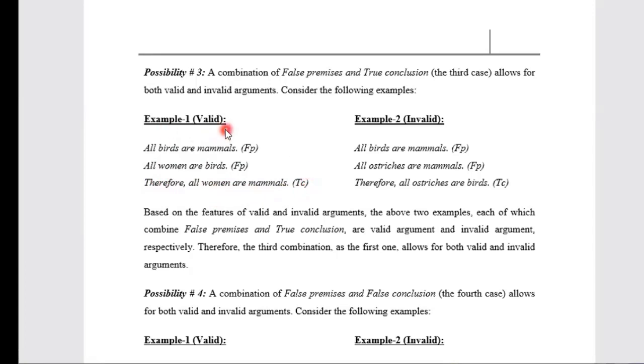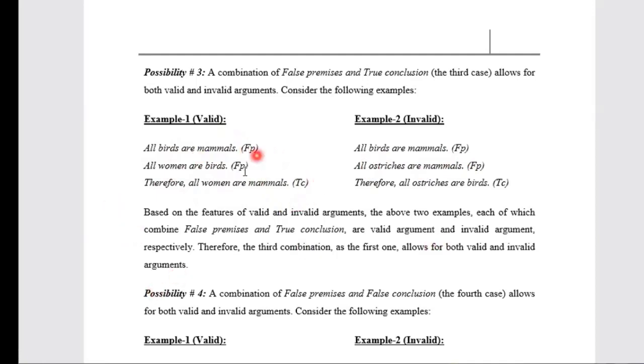Is it valid? Because we assume that if we have the first premise, all birds are mammals, and if all women are birds, there is transferability. If it's written otherwise, like mammals, there is no transferability. If it's written like this one, this is the case of an ostrich.